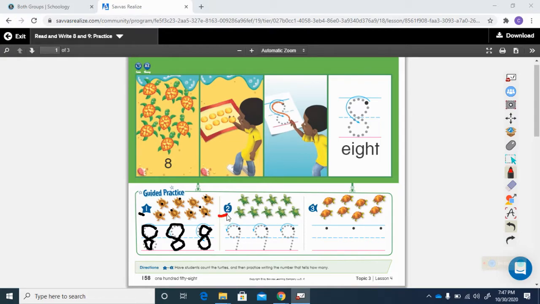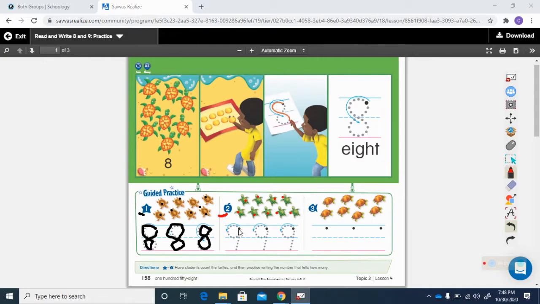Look at number 2. Let's count the green totals. Ready? Count with me. 1, 2, 3, 4, 5, 6, 7, 8, 9. How many totals are there? There are 9 totals. What number is this down here? It is the number 9. Why are we writing the number 9? We're writing the number 9 because there are 9 totals.